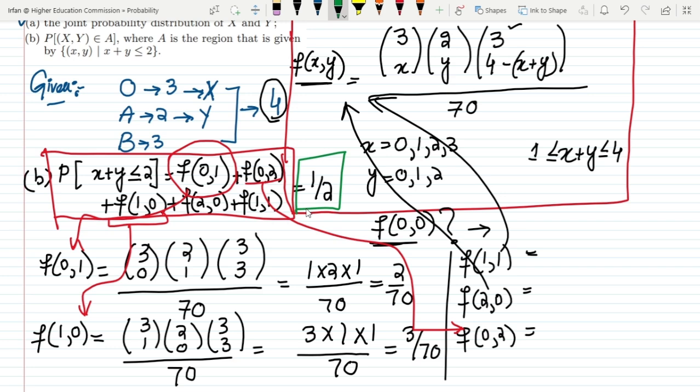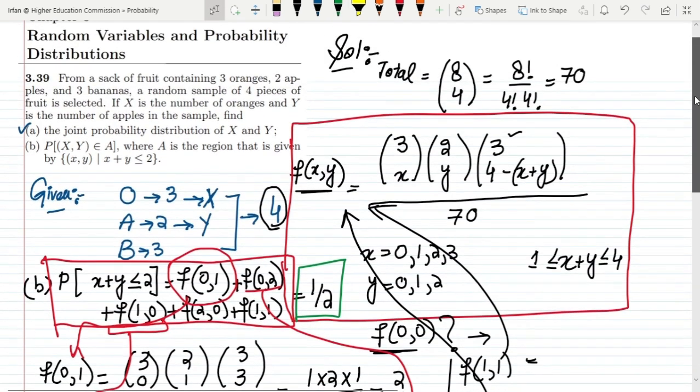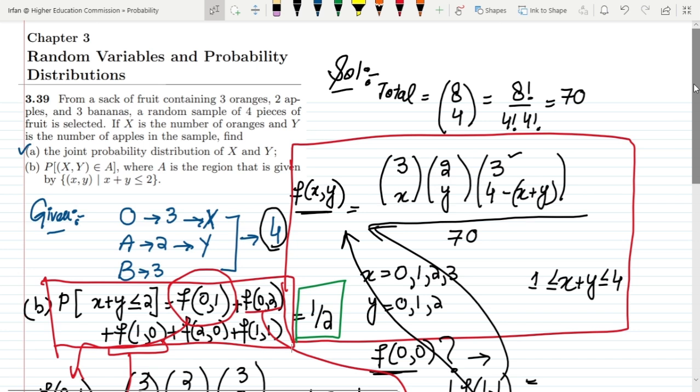Okay, so that's it for today, in which we have seen how to find the joint probability distribution of any items which are given to us.